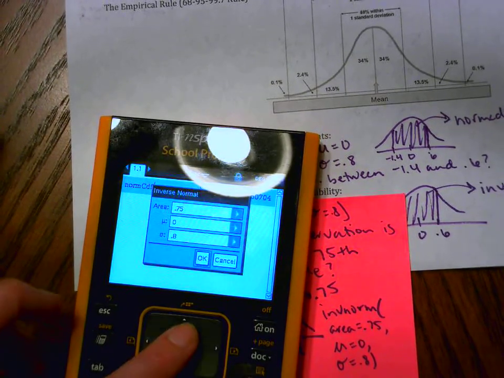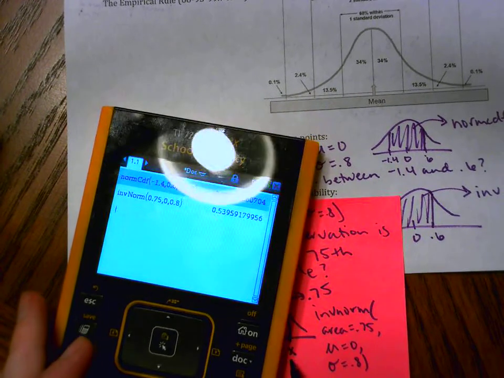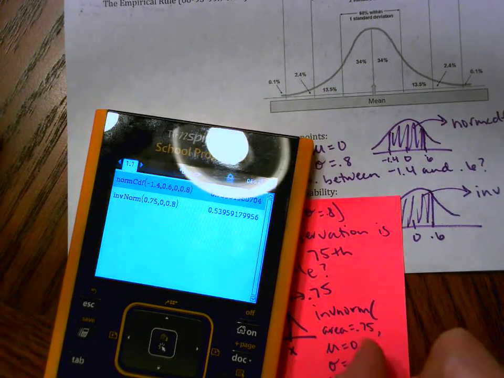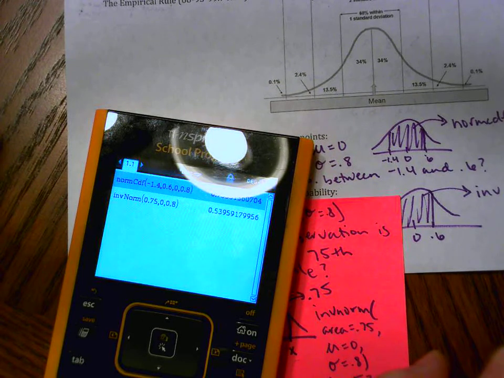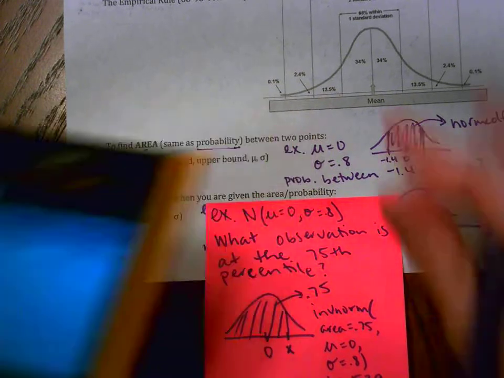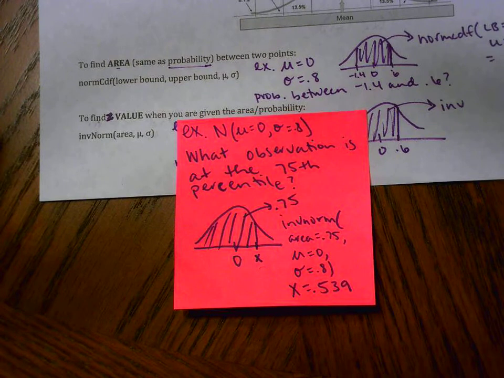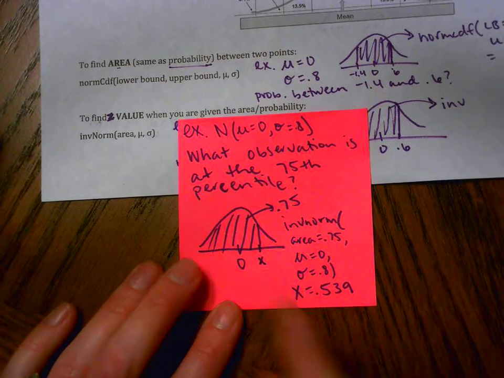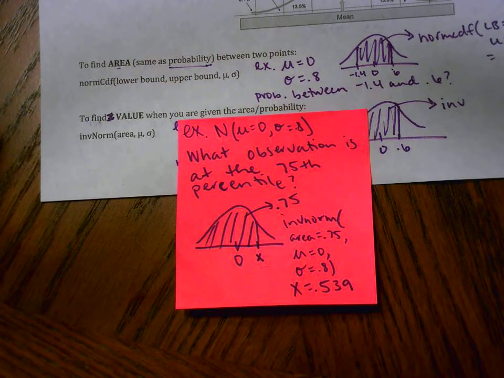0.8, and that would mean this observation, this x value, is 0.539. This x value. Okay, so hopefully that wrapped it up. If you have any other questions, let me know.